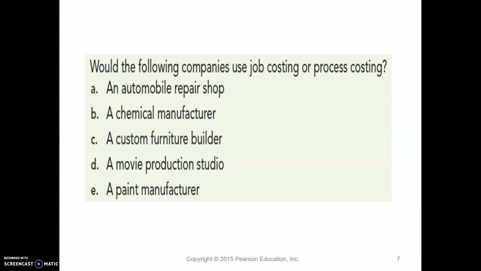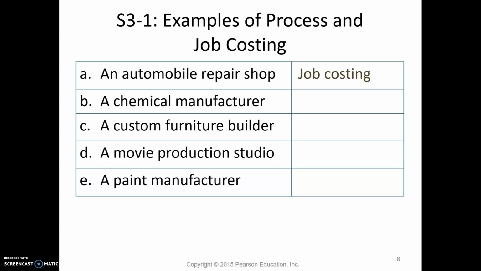So if we're talking about an automobile repair shop, somebody coming in for an oil change versus someone coming in to get a new transmission, they're going to have very different costs. So we're going to be dealing with job costing. You're going to charge someone for the oil change, whatever, $35. A transmission could be $3,500. A chemical manufacturer, that would be process costing. You're just churning out all of the same product.